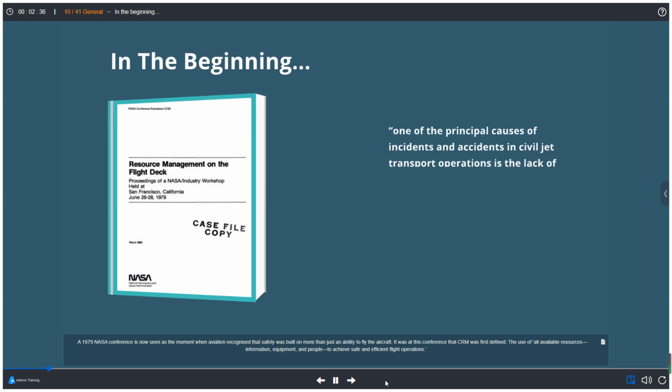A 1979 NASA conference is now seen as the moment when aviation recognized that safety was built on more than just an ability to fly the aircraft. It was at this conference that CRM was first defined: the use of all available resources, information, equipment, and people to achieve safe and efficient flight operations.